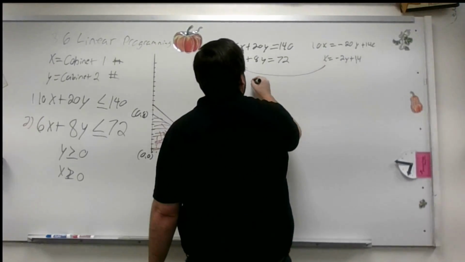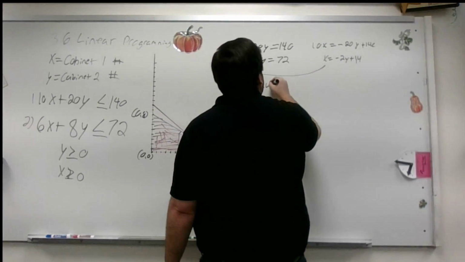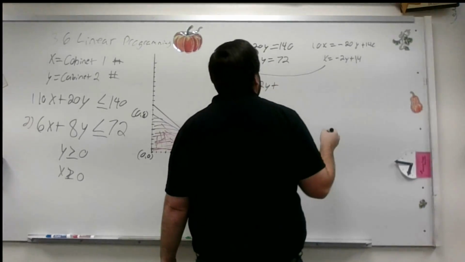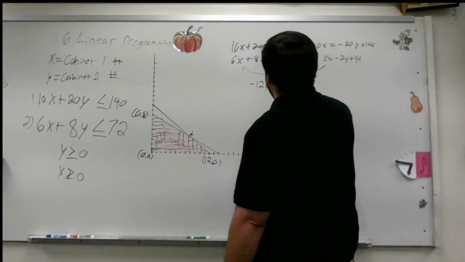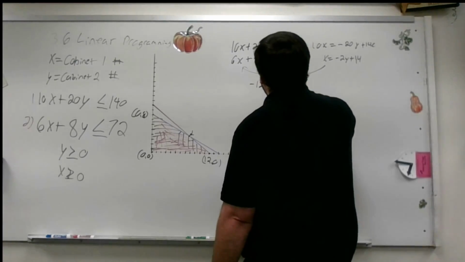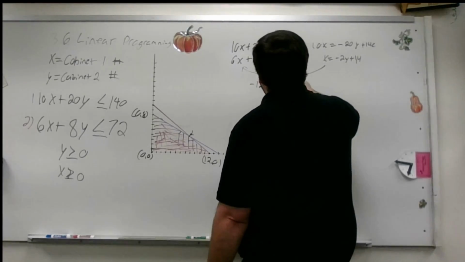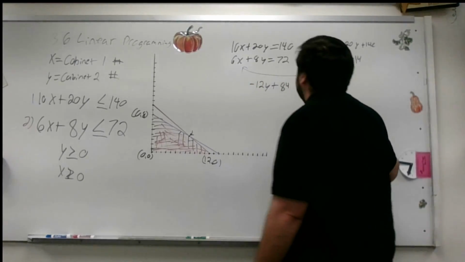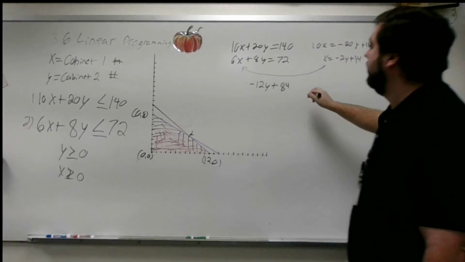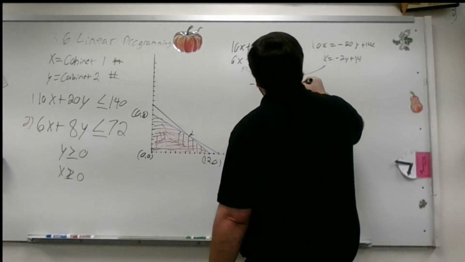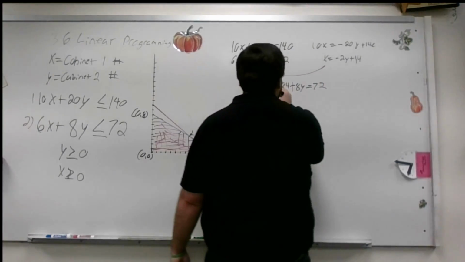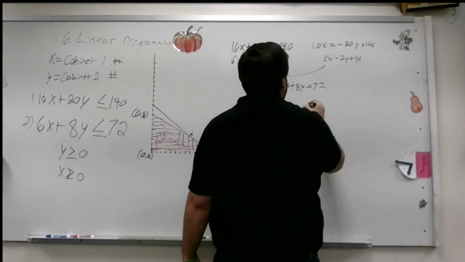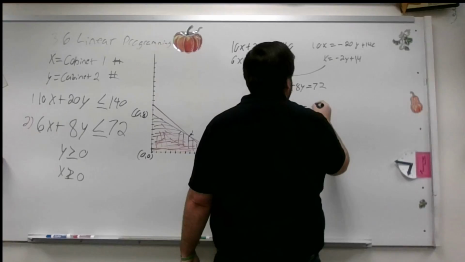6 times negative 2y is negative 12y plus 14 times 6 is going to be... nope, 84. 10 times 8, 80. All right. 84 plus 8y is equal to 72. And negative 4y is equal to negative 12. Y is equal to 3.